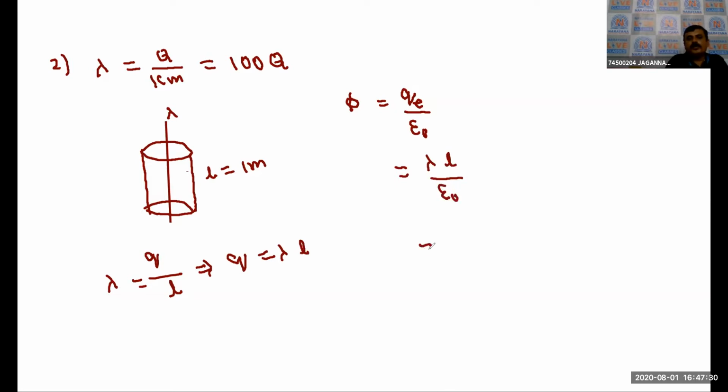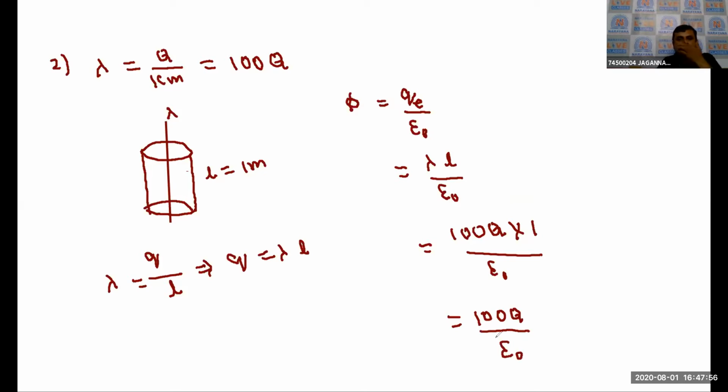Lambda value here is 100 Q, 100 cube, into the L value, which is given as 1 meter, divided by epsilon naught. So this is equal to 100 cube divided by epsilon naught. This is the answer for the second question. So what is the option? The second option is the correct option.